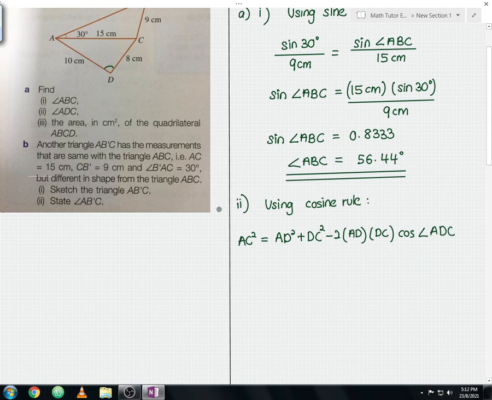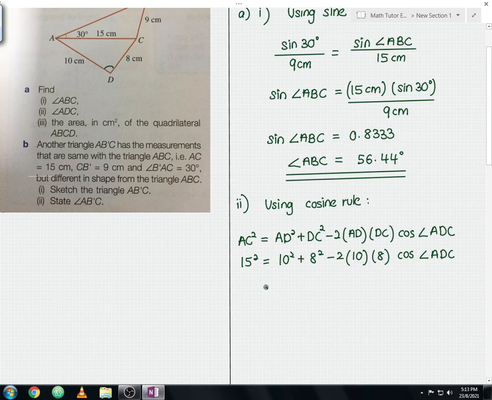Okay, so let us substitute all the respective values. From here, 15 squared will be equal to 10 squared plus 8 squared minus 2 times 10 times 8 times cos angle ADC. Okay, so from here we are required to find the cos angle ADC.